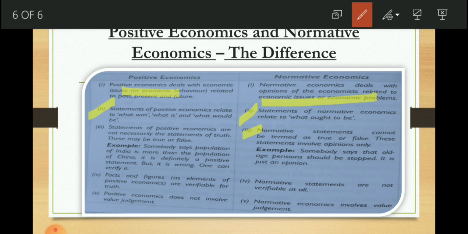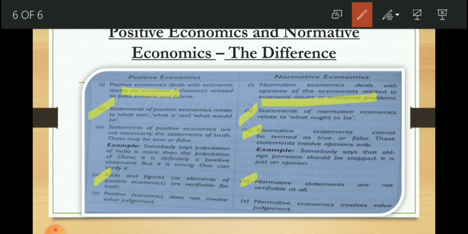Now the next point: under positive economics, facts and figures are verifiable truth. So we can use facts and figures to verify whether the statement is true or false. Normative statements do not have any verifiable element which we can use to check whether the statement is true or false. And positive economics does not involve value judgment. It does not have someone's opinion. It just tells what situation is happening or has happened in the past. But normative is all about the value judgment of people. It only tells what people think we should do, or what people think will happen in the future. It is all about the opinions of the people.